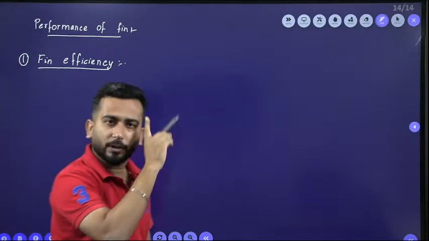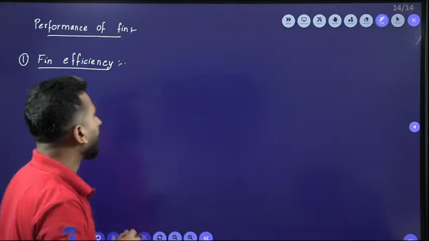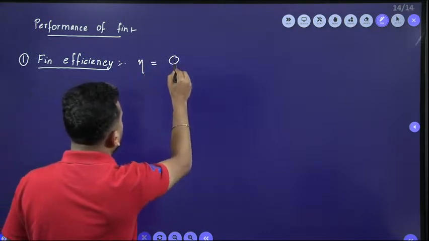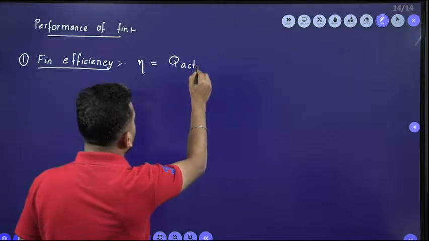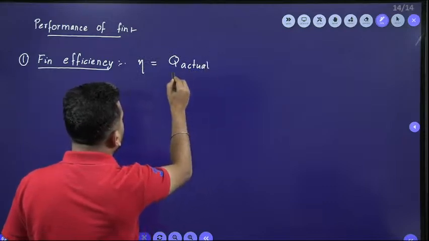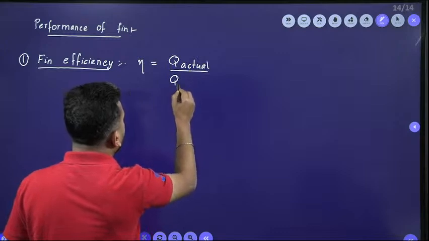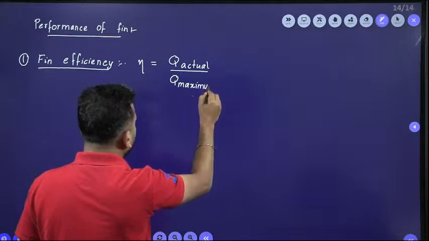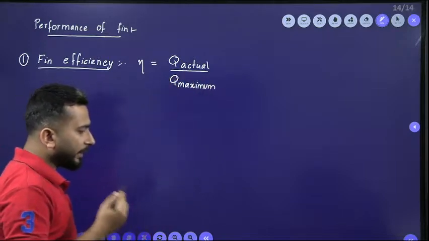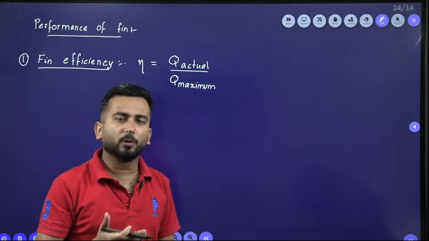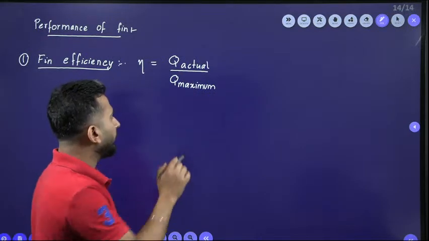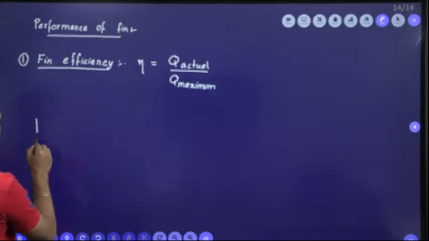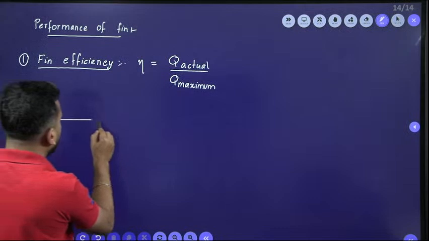Efficiency is a quantity which is always less than 1. So the efficiency formula is Q actual by Q maximum. Now Q actual you already know, that we have found out till now. We need to know what is Q maximum. Now let us see what is Q maximum that we need to know.